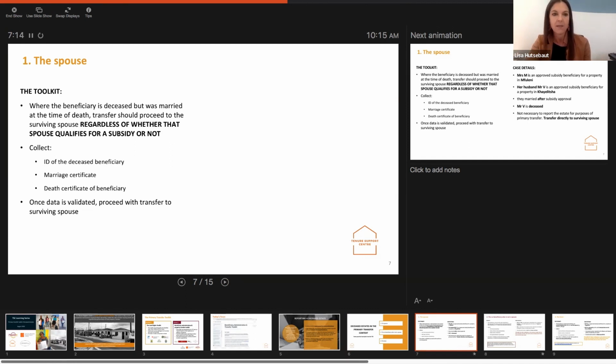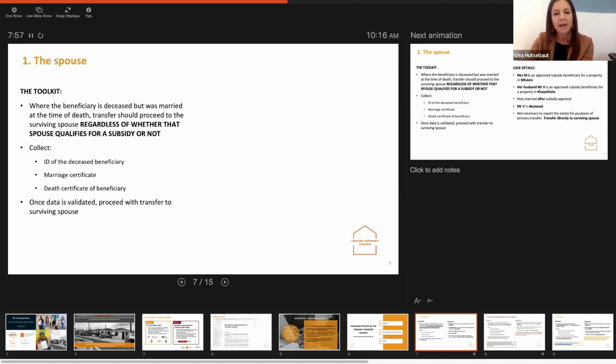So the first scenario, which we come across frequently, is you have an approved beneficiary on HSS. That beneficiary has subsequently passed away before primary transfer could happen, and that deceased was married at the time of their death. The way we have approached this scenario is that regardless of whether or not that surviving spouse qualifies for a subsidy, the primary transfer should happen to that surviving spouse. I just want to give you some insight into why we have taken that approach.